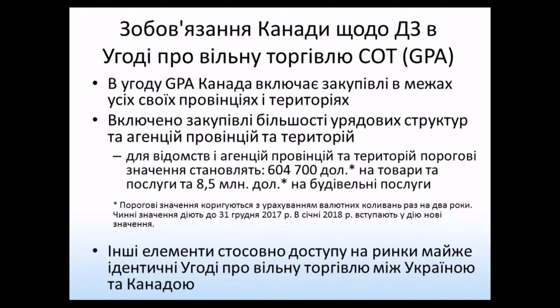So apart from that very important difference, the other elements of Canada's market access commitments in the GPA are almost identical to those in the Canada-Ukraine Free Trade Agreement. But I would just like to highlight the importance of this addition, because in Canada, through the constitutional makeup and the attribution of powers between the federal government on the one hand and the provincial and territorial governments on the other hand, a majority of the procurement is carried out at the provincial level. So that's an important addition.